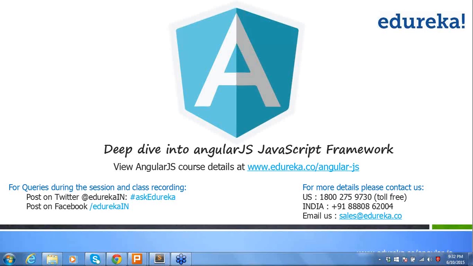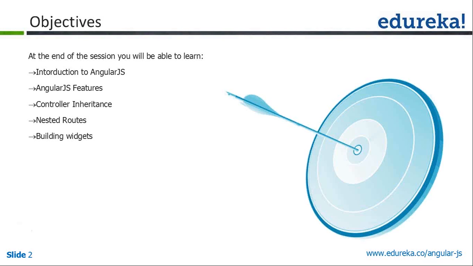Our objectives for this session are, first, to get to know what Angular.js is and why we need Angular.js. That we will cover in this introduction. Next, we will see what features we have in Angular.js. After that, in Angular.js we have one component called controllers, so how can we inherit the data in this controller? Those things we will cover in our third session.